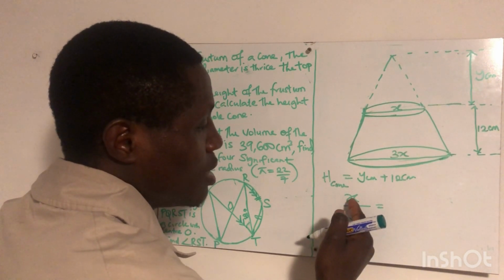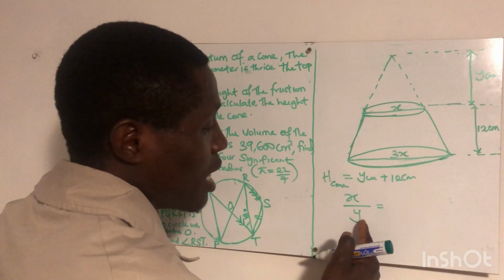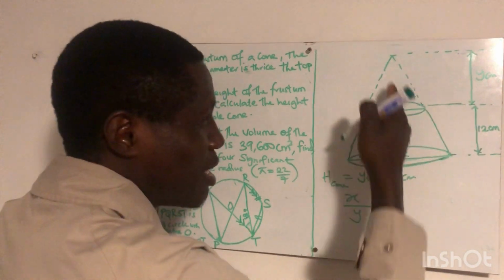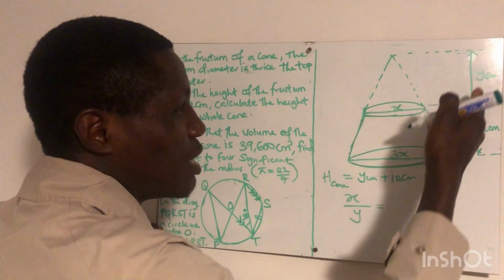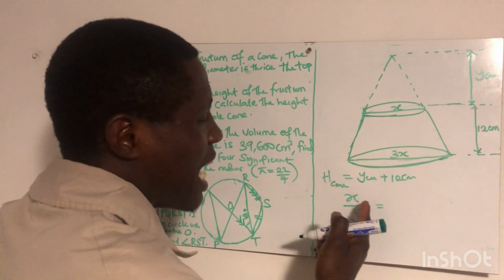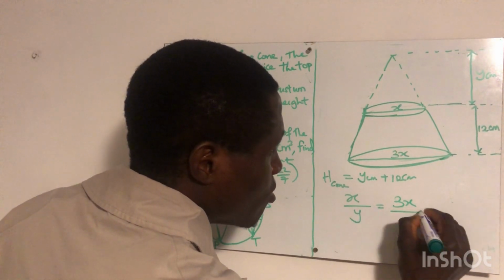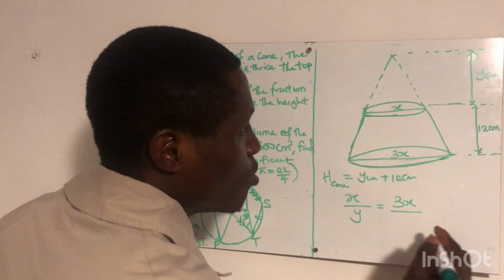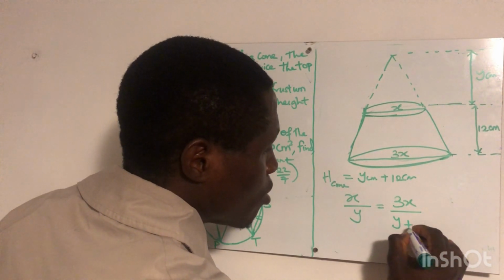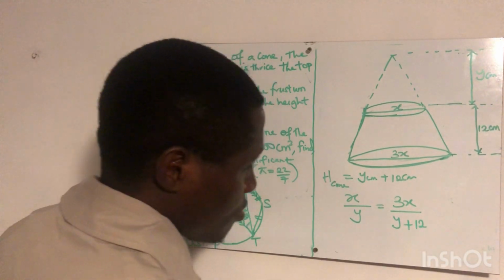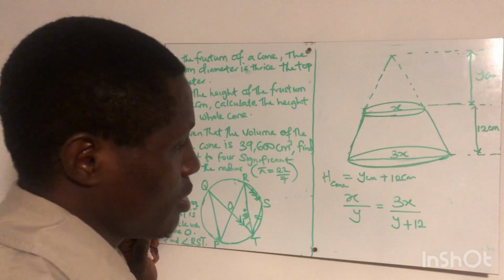If we use the diameter of the smaller cone all over the height of the smaller cone, you must also use the diameter of the whole cone all over the height of the whole cone. So the diameter of the whole cone is 3x over the height of the whole cone, which is y plus 12 centimeter. I hope you are following.